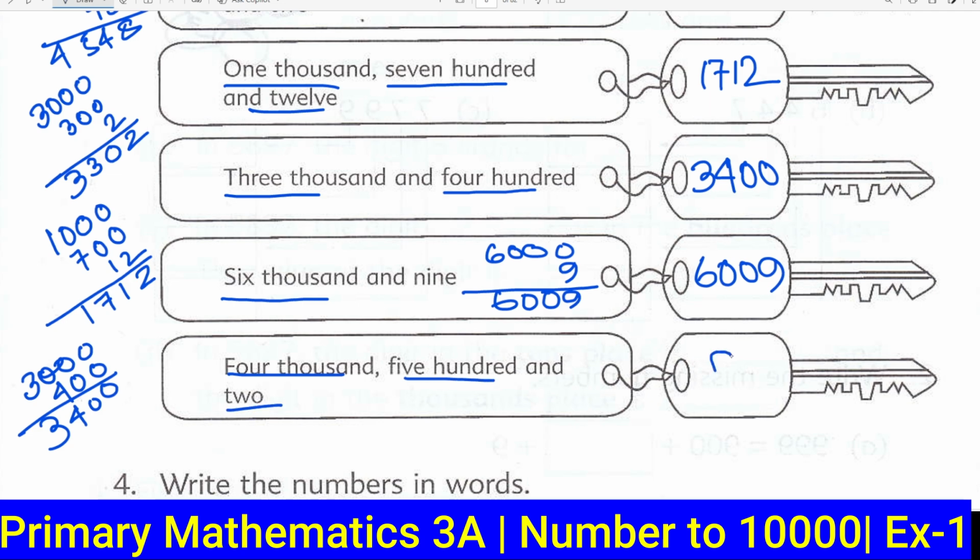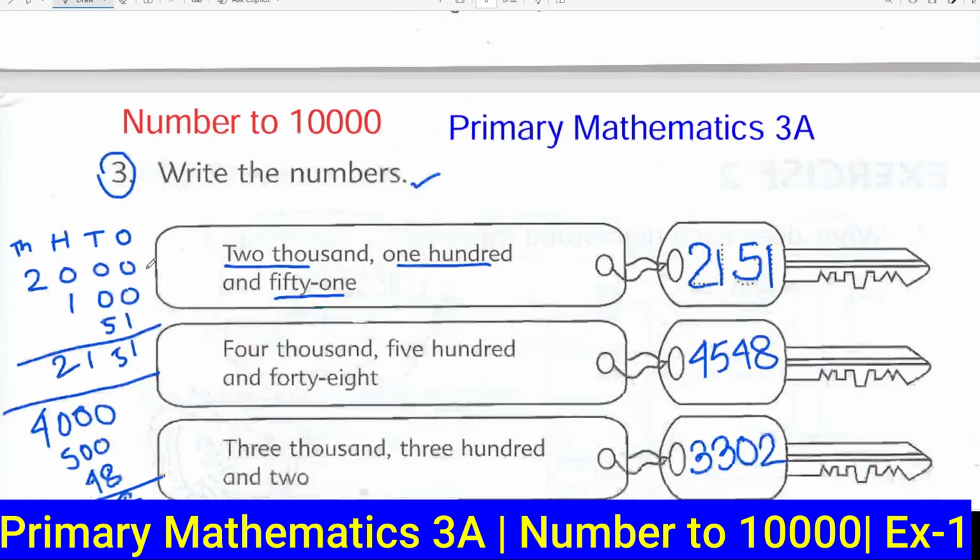4,502. This is your homework. Okay, so number 3 has done.